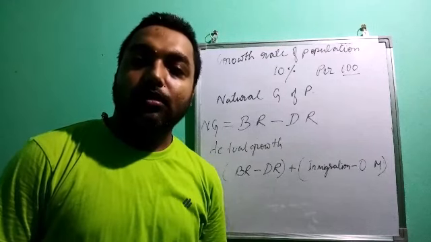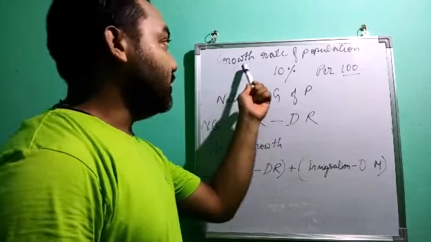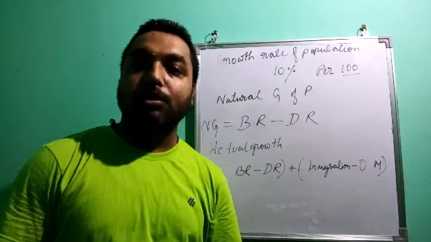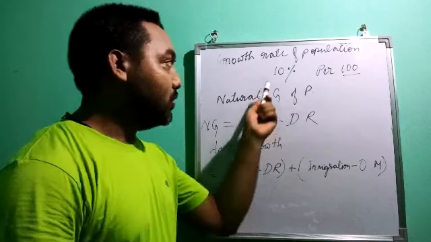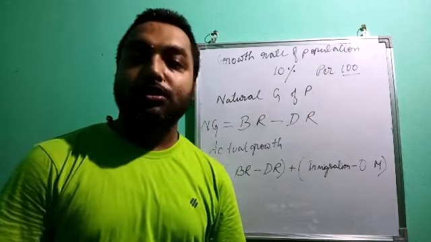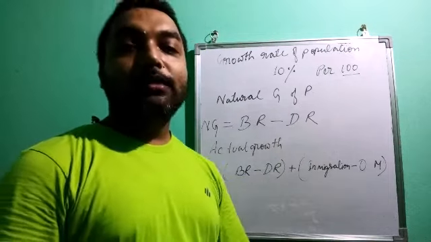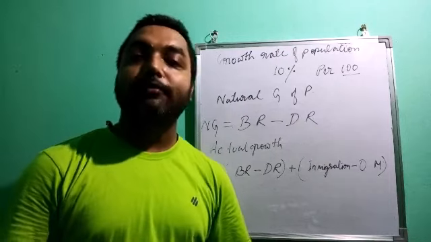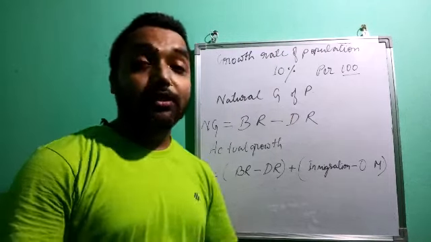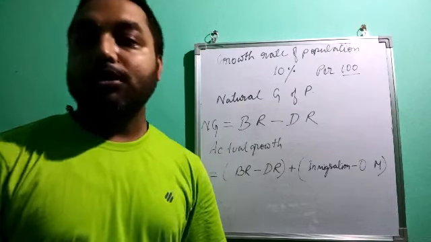So the next important point that is related with population growth is the growth rate of population. Population growth rate is always found out in percentage. So if we say 10% of population growth, that is found out in respect of percentage. It is divided per 100 population, how many people have increased, that is called the growth rate of population.